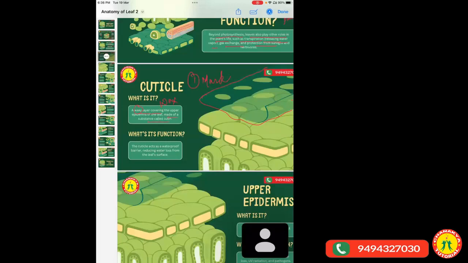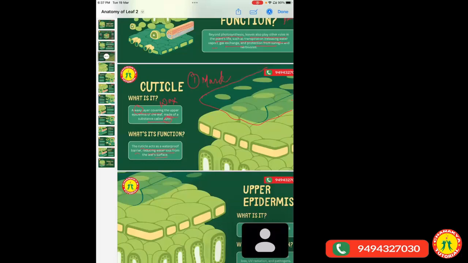cutin. So this cuticle is a layer which is made up of the waxy covering, and it is made up of the chemical called cutin. Now, why is it important? What is the function of it? The cuticle acts as a waterproof barrier, so reducing water loss from the leaf surface.